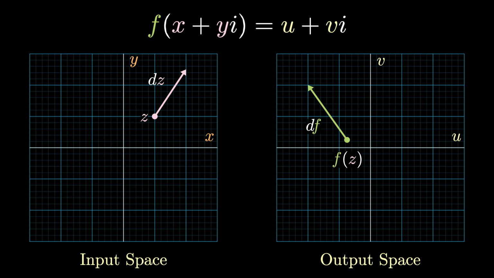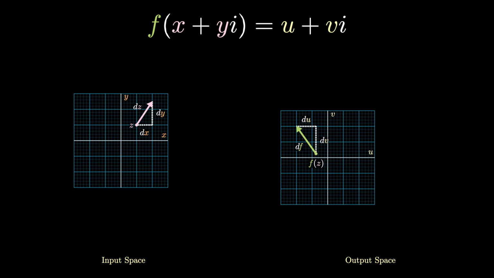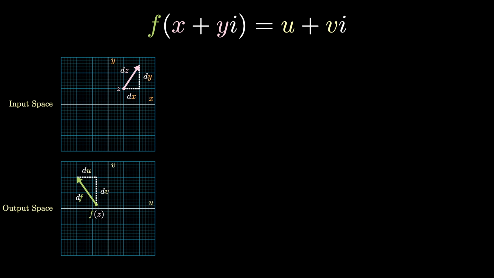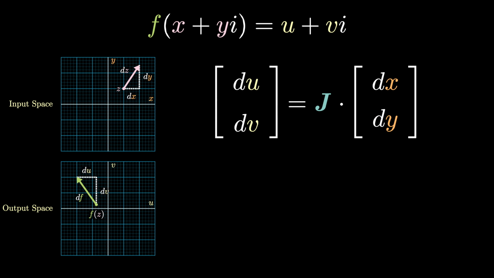We can break dz into dx and dy. Similarly, we can break df into du and dv. What we're trying to figure out is a matrix transformation from dz to the resulting infinitesimal vector df. We can write out dz as a vector dx dy, and we can write out df as a vector du dv. Remember, this matrix is called the Jacobian matrix.